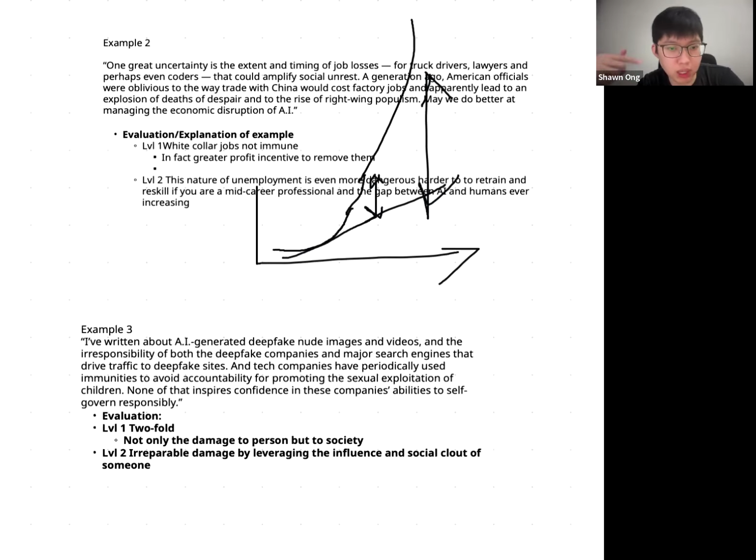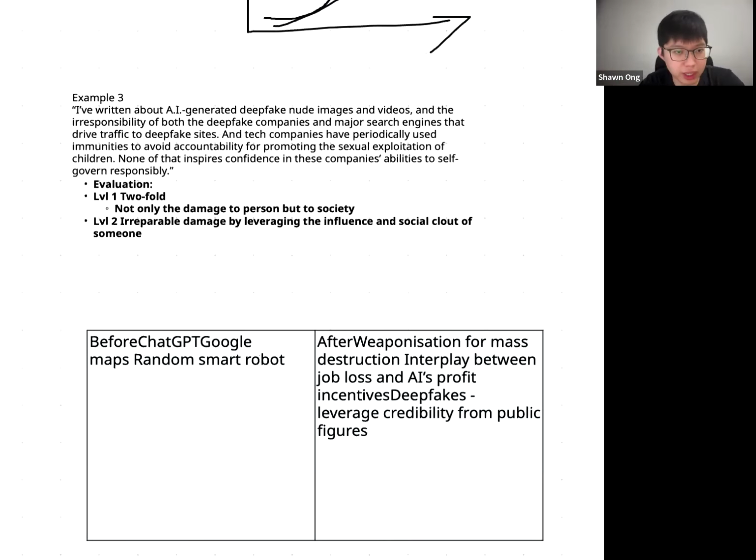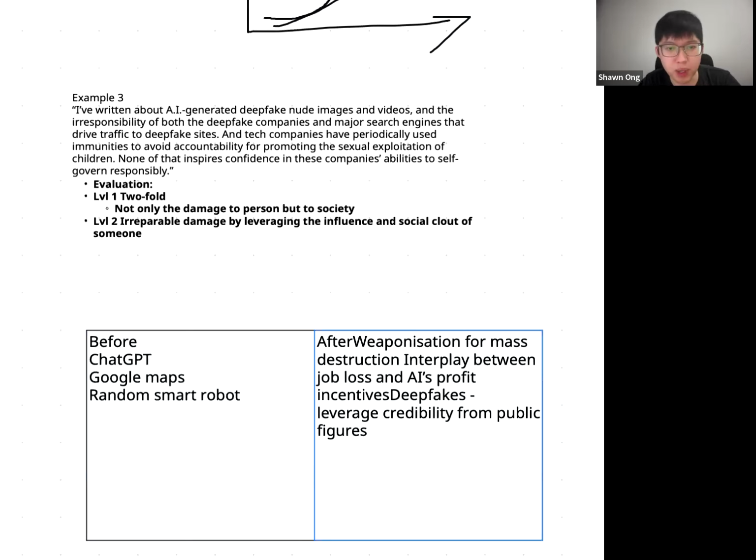And we can say that because we leverage the influence and social clout of someone that's been built over a long period of time. So what I hope for you is that after looking at these examples, in the future, if you have a very AI-centric essay, right, a lot of people before will use examples like ChatGPT, Google Maps, or some random smart robot, maybe a self-service kiosk. I want you to move into something like weaponization for mass destruction.